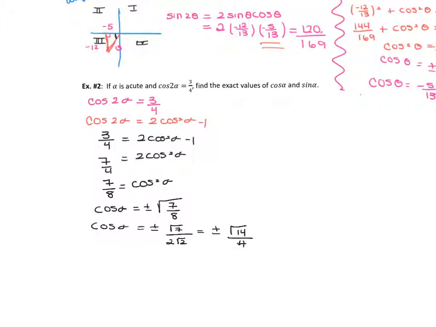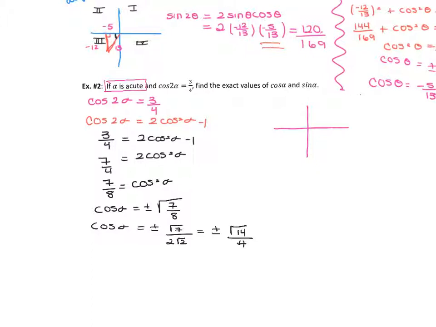Now the key on deciding if it's plus square root of 14 over 4 or minus square root of 14 over 4 is again on what they tell you in the beginning, that alpha is acute. An acute angle means what? Yes, greater than 0, less than 90 degrees. Well, there's only one place where you have acute angles. What quadrant?